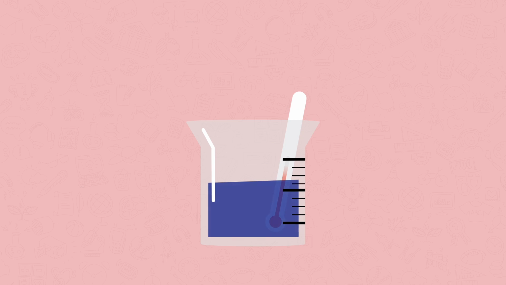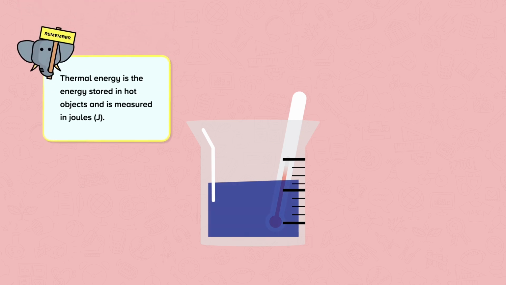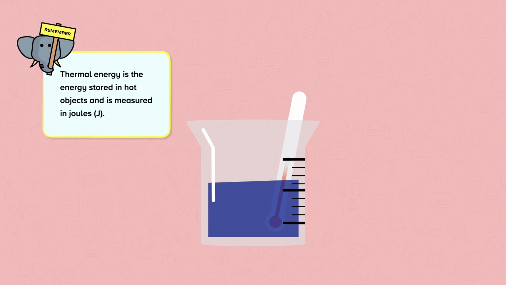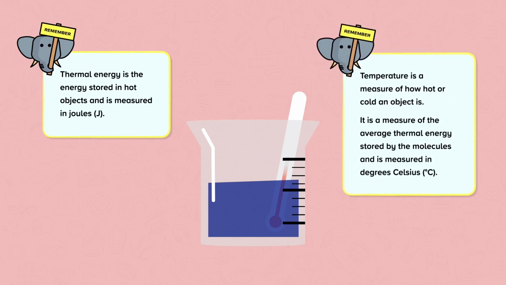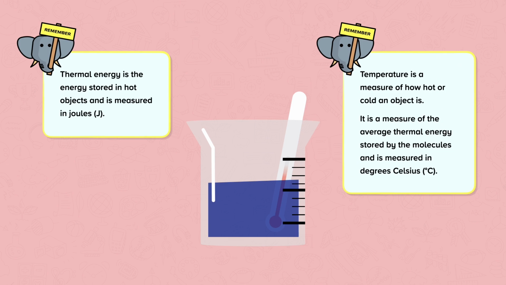The transfer of thermal energy from the surroundings leads to a decrease in the temperature of the surroundings. Here, we can see the temperature of the solution decreases as the reaction occurs. Remember, thermal energy is the energy stored in hot objects and is measured in joules, whereas temperature is a measure of how hot or cold an object is. It is a measure of the average thermal energy stored by the molecules and is measured in degrees Celsius.